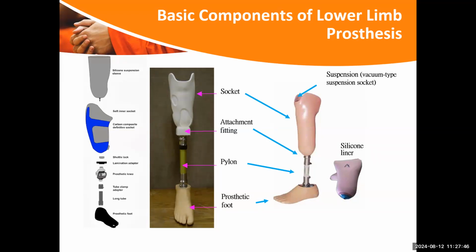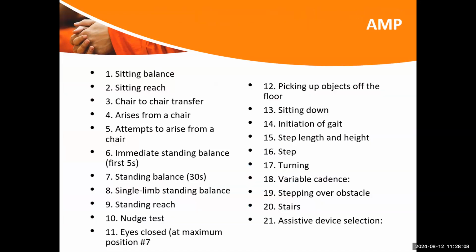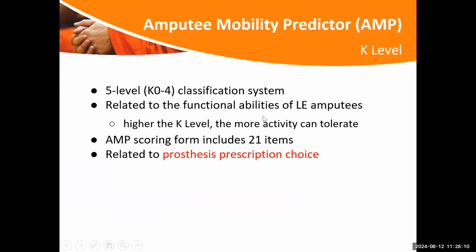But if you have a very old gentleman, like 90 years old, and you give that kind of prosthesis, it's a waste, right? So for that kind of patient, like K2 or K1, they will give a rigid or less functional one with less movement, which is better because stability is more important for them. So this one is related to the prosthetic prescription choice.